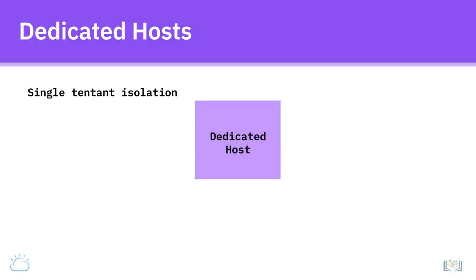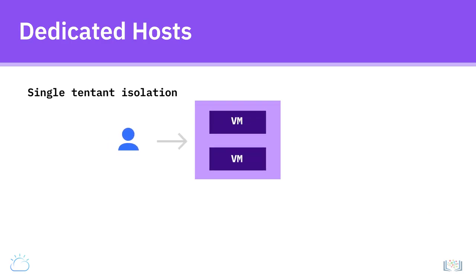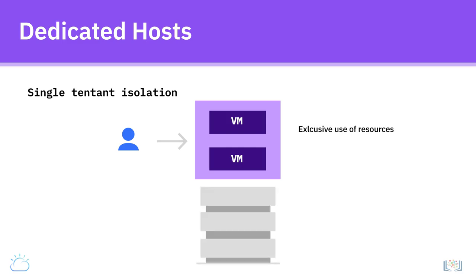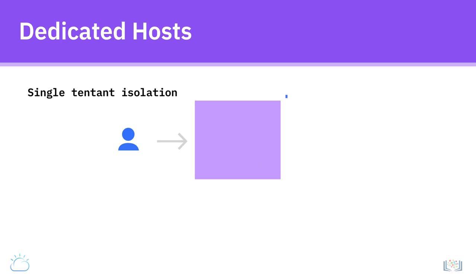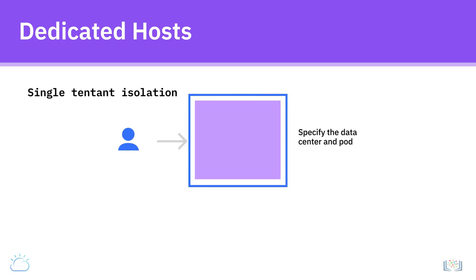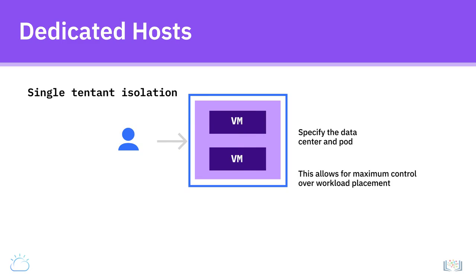Dedicated hosts offer single-tenant isolation. This means that only your VMs run on a given host, so they can make exclusive use of the full capacity and resources of the underlying hardware. When provisioning a dedicated host, you need to specify the data center and pod in which you want your host placed. You then assign instances or virtual machines to a specific host. This allows for maximum control over workload placement. Dedicated hosts are typically used for meeting compliance and regulatory requirements or specific licensing terms.